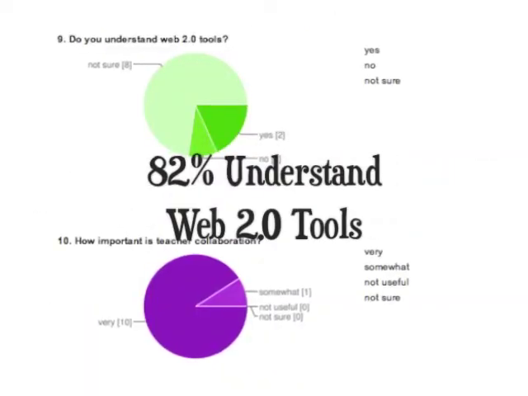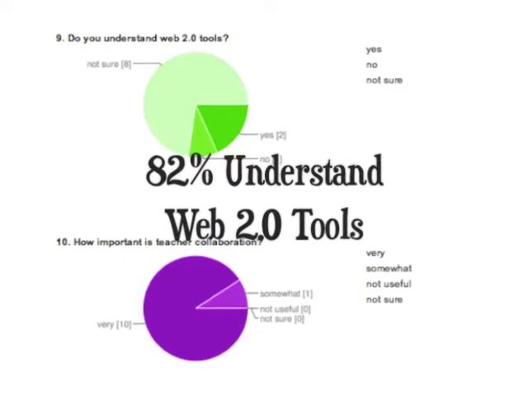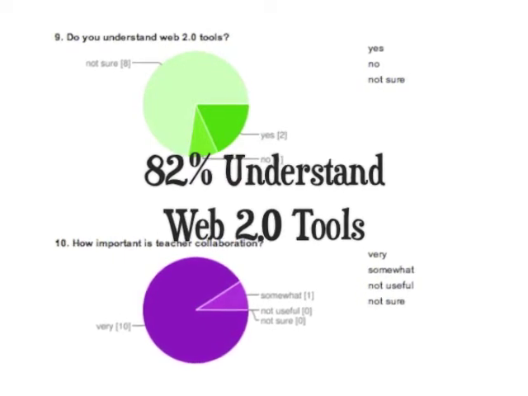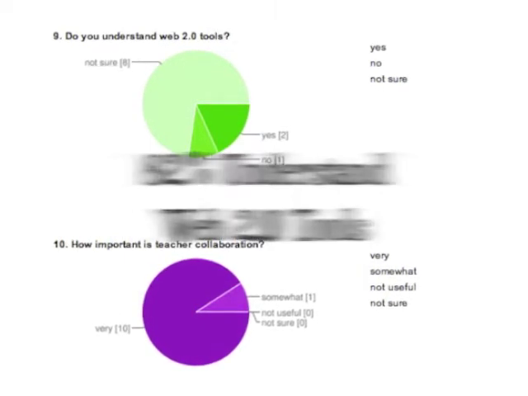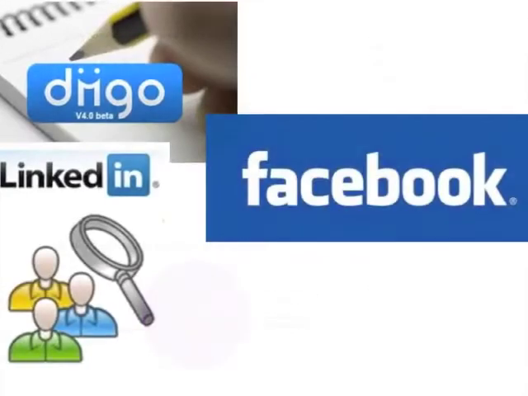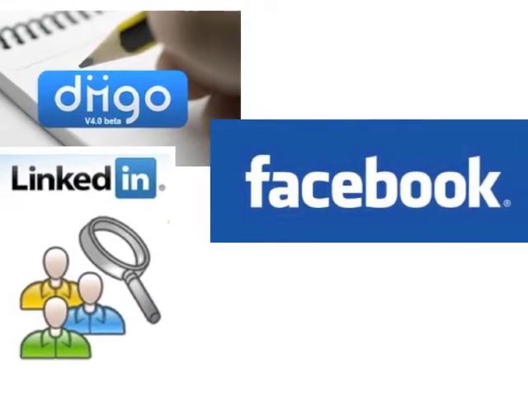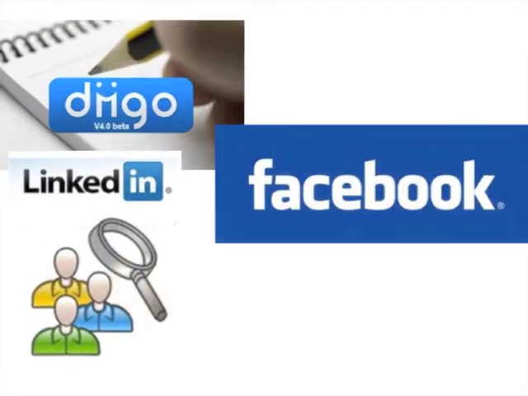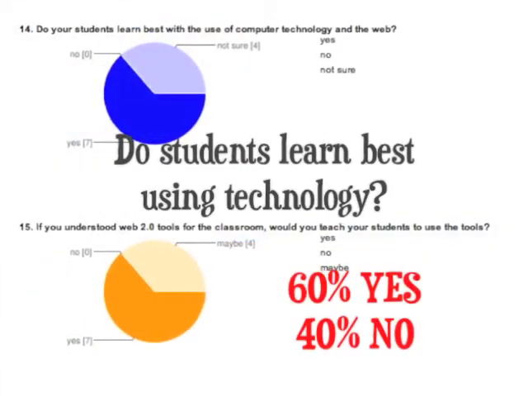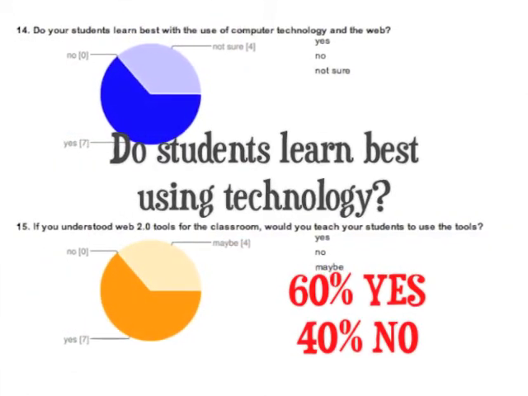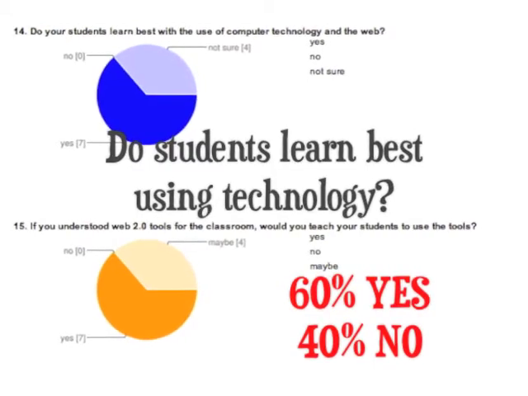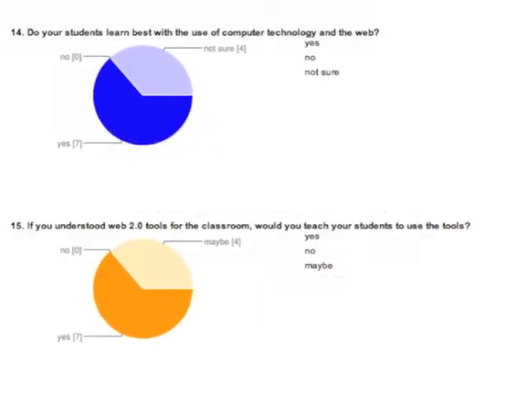At the beginning of the process, only 82% of educators surveyed understood what Web 2.0 tools were, not realizing they were already using them via applications such as Facebook, LinkedIn, Digg, and etc. Although less than 40% of educators were not sure if students learn best using technology and web tools, more than 60% strongly believe they did.